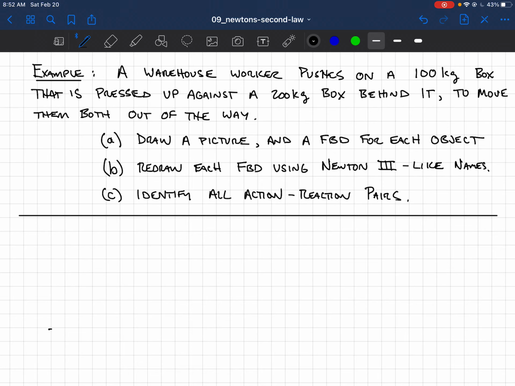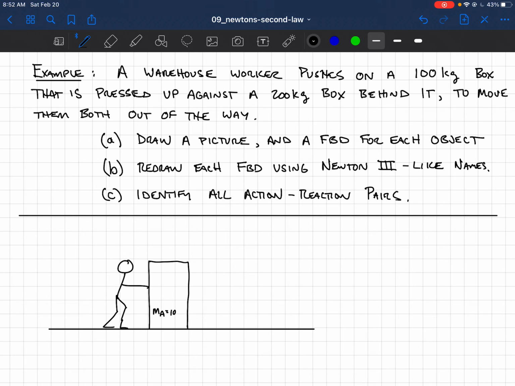So what do we have? We have like the floor of the warehouse, and then we have the worker leaning against the box, and we have like a small box. Maybe we'll call that MA. And then there's a second box, MB.